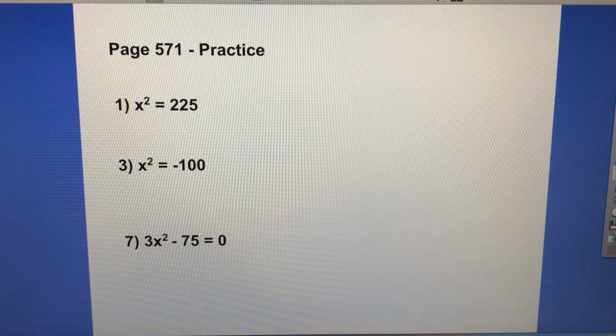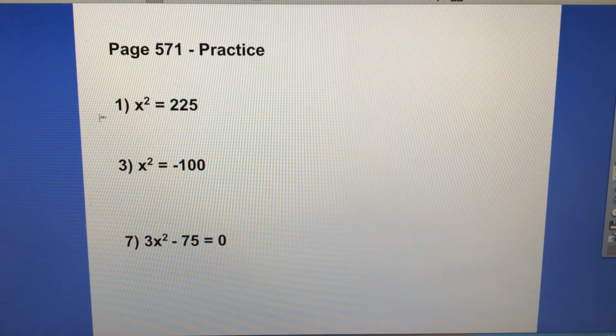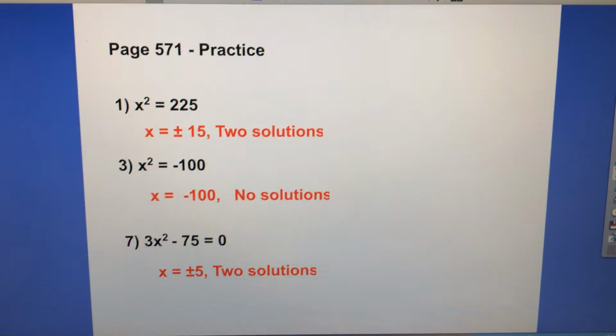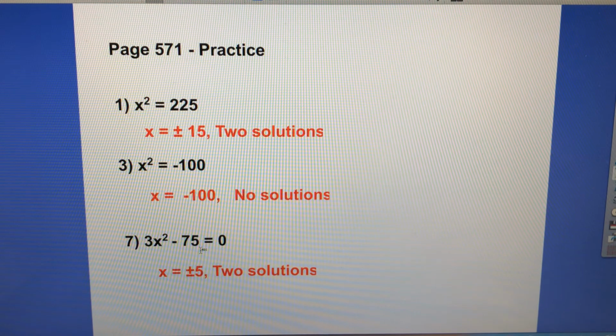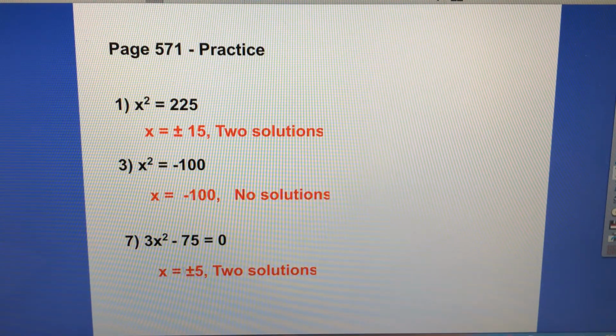Here is some practice for you. Simple. Square root of both sides. Square root of both sides. Immediately I see a negative 100. I see that's going to be a problem. Here I'm going to do my difference of two squares. And when I do my difference of two squares, I get plus or minus 5.